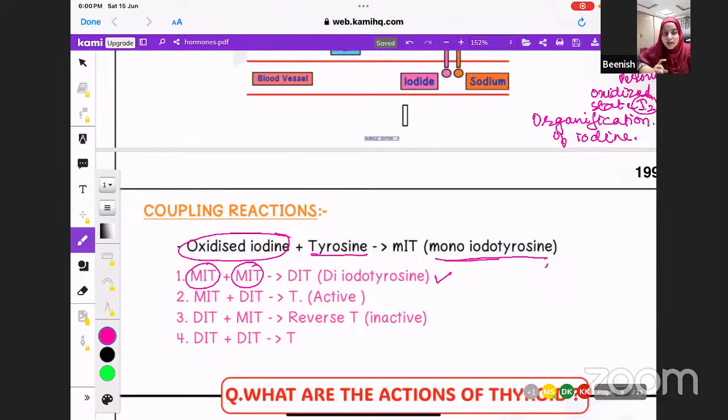Now, when one MIT couples with DIT, that is diiodotyrosine, you end up with what? T3. And when DIT, that is diiodotyrosine, couples with MIT, that is monoiodotyrosine, you end up with reverse T3, that is the inactive form. Okay. And when two DITs couple together, you end up with T4, that is known as thyroxine. Okay, that is tetraiodothyronine.